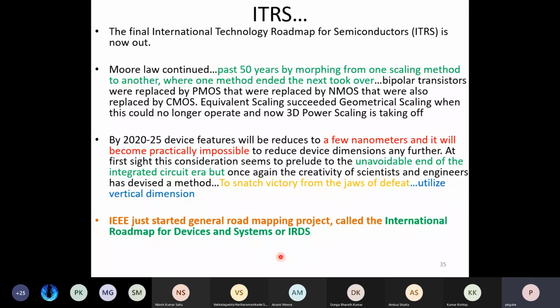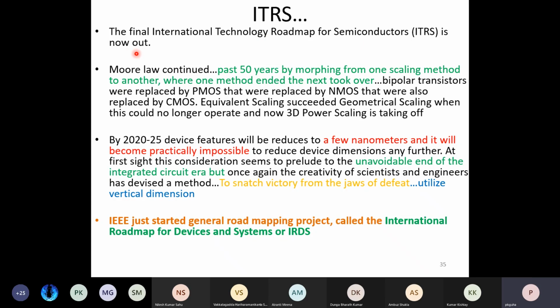Now the thing is, as I probably told you before, but let me reiterate once more, the final International Technology Roadmap for Semiconductors, that is ITRS, is now out. Out means it was probably published in 2015 or 2016, because until then it was functional.